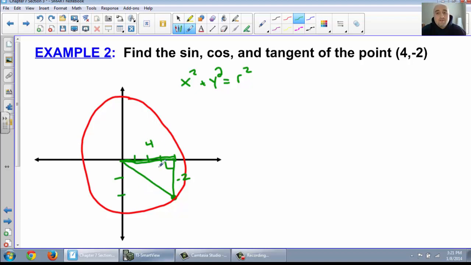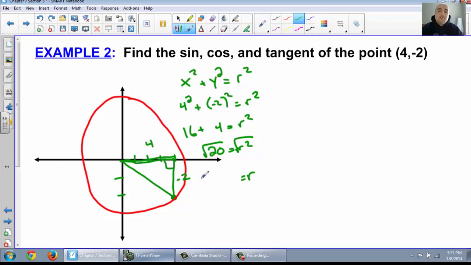So our two legs are 4 and negative 2. So 4 squared plus negative 2 squared equals r squared. 16 plus 4 equals r squared. 20 equals r squared. Then we square root both sides. So r equals, so let's reduce 20. 20 would be square root of 4 times square root of 5. Square root of 4 is 2. 5 I cannot reduce, so 2 root 5 equals r. Okay, so that's how you simplify it. All right, so there's my three sides.